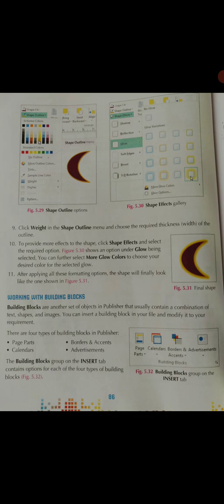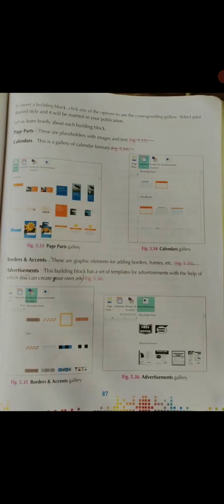Then you write in the next line, Roman number 1. Page parts. You are going to take out page number 87. In there you will see page parts. Page parts, underline, hyphen. These are placeholders with images and text, up to your text. Then you will write Roman number 2, calendars, underline, hyphen. This is a gallery of calendar formats, up to your formats.